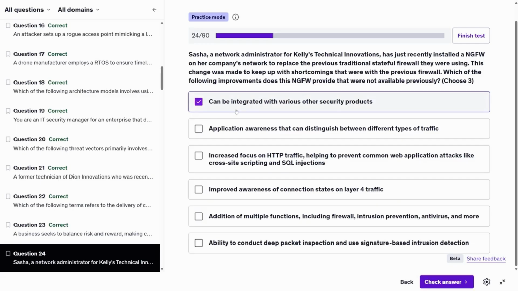So the first is going to be that it can be integrated with various other security products. And the second here is application awareness that can distinguish between different types of traffic. And then lastly, we have the ability to conduct deep packet inspection and use signature-based intrusion detection.